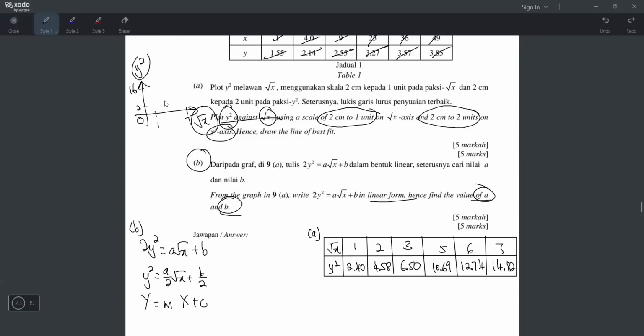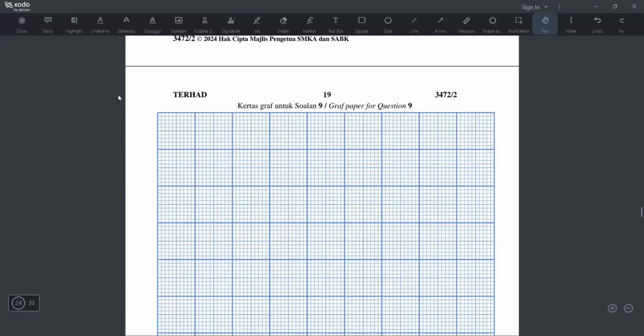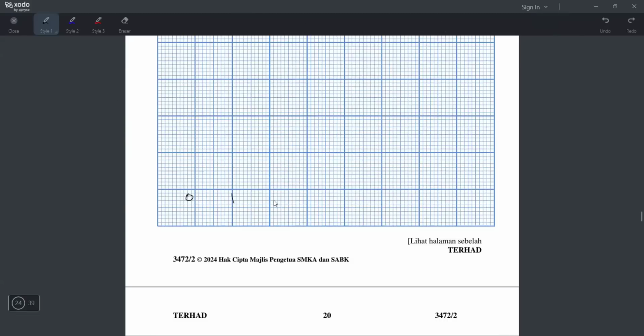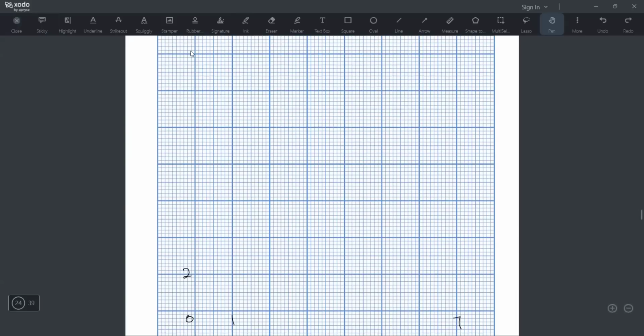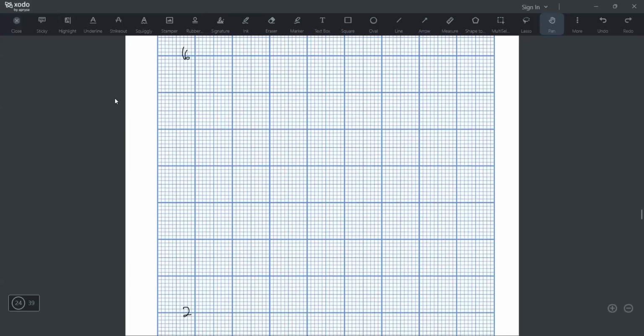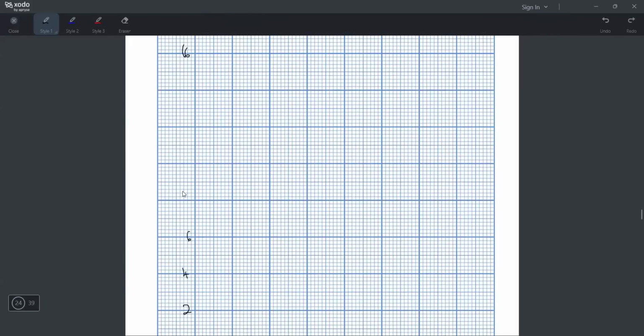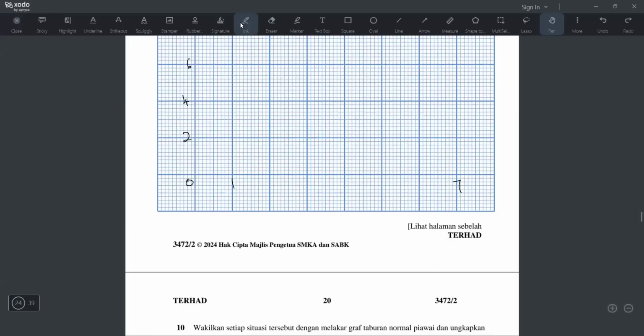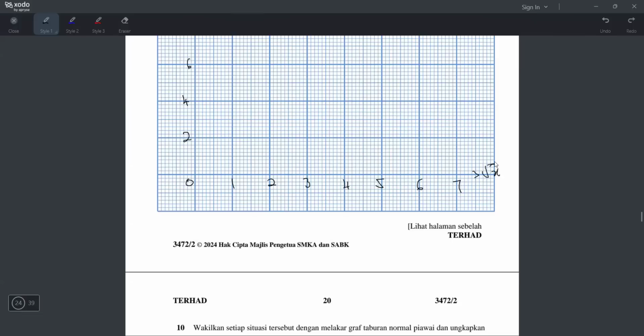So your zero, you can put at the bottom left. Bottom left put zero, and then here 1, 2, 3, 4, 5, 6, 7, and here 2 up to 16: 4, 6, 8, 10, 12, 14, one more 16. And then this is the y square. All the values in between will be 4, 6, 8, 10, 12, 14, and 16. This will be 1, 2, 3, 4, 5, 6, 7. And this is the square root x. Okay, now I'm done drawing the axes.